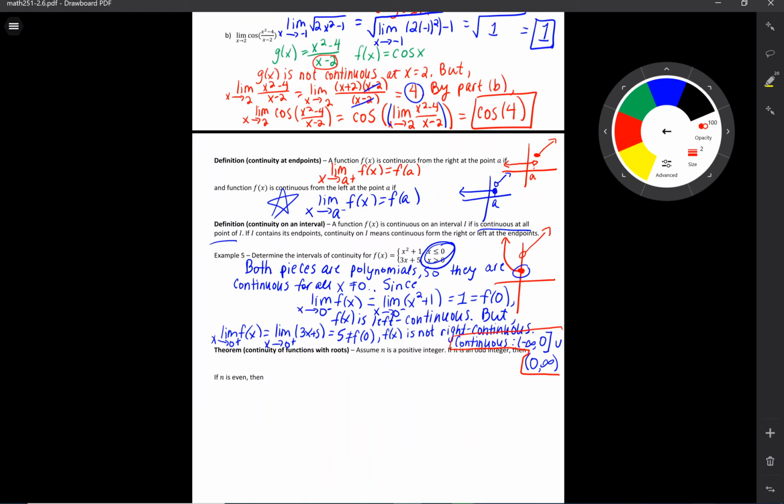Now we have a theorem of continuity of functions with roots. I assume that n is a positive integer, and if n is an odd integer, then I have the following. f of x to the power of 1 over n, this is the nth root, is continuous wherever f is continuous, since I can take any odd root anywhere, including negative numbers.